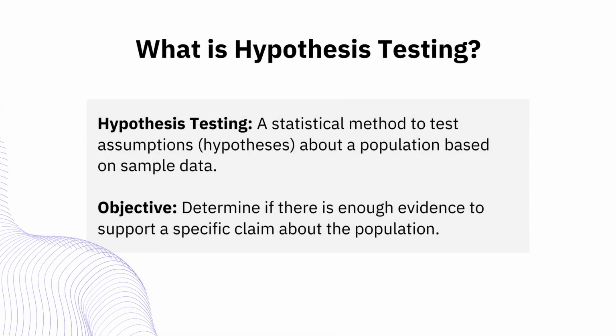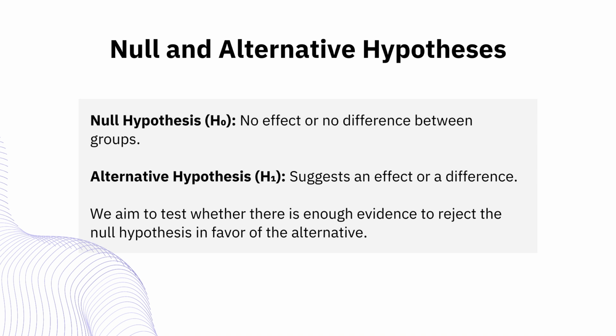data. Hypothesis testing is a statistical method used to test assumptions or claims, known as hypotheses, about a population. By analyzing a sample, we can determine if there's enough evidence to support or reject a particular claim. In hypothesis testing, we begin with two opposing statements: the null hypothesis, or H0, which typically suggests no effect or no difference between groups, and the alternative hypothesis, or H1, which proposes there is an effect or a difference. Our objective is to assess whether there is enough evidence to reject the null hypothesis in favor of the alternative.